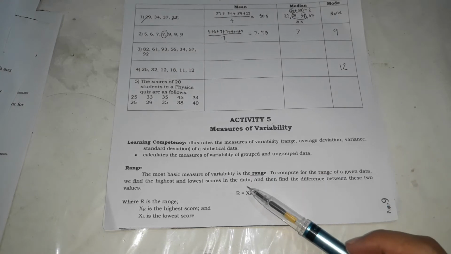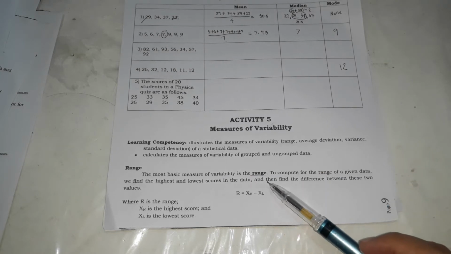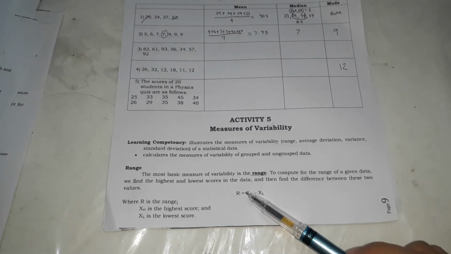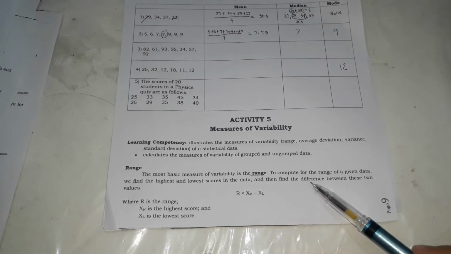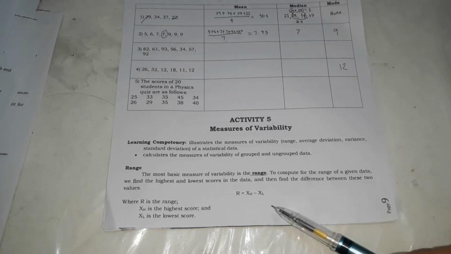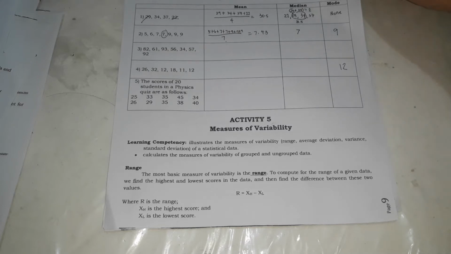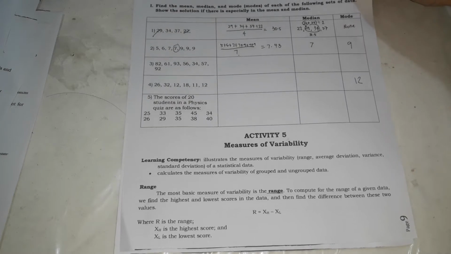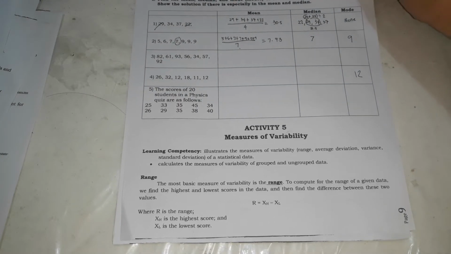Range. The most basic measure of variability is the range. To compute for the range of a given data, we find the highest and the lowest score in the data, and then find the difference between these two values. So that's the formula for the range. The range is the difference between the highest and the lowest score. So what you're going to do is identify the highest, identify also the lowest, and after identifying, you're just going to subtract them from each other.